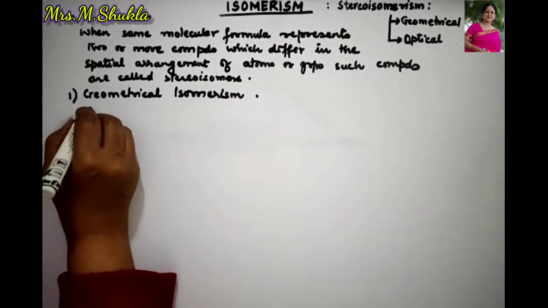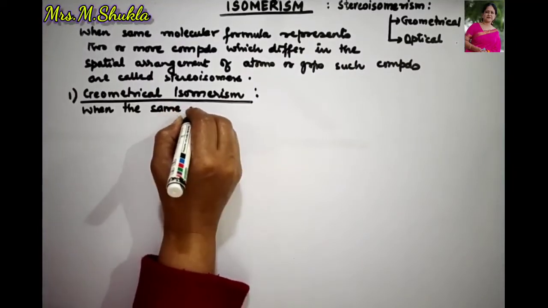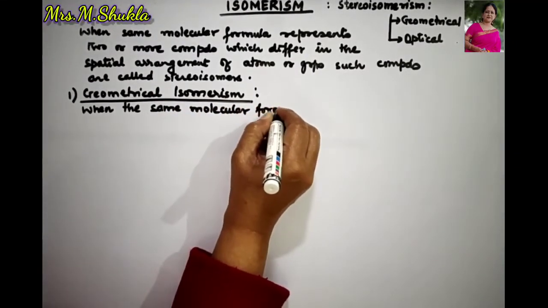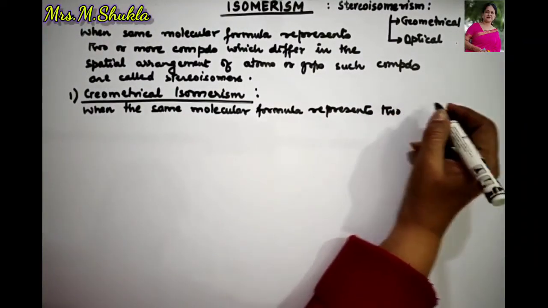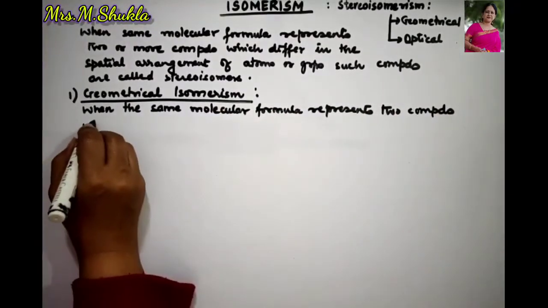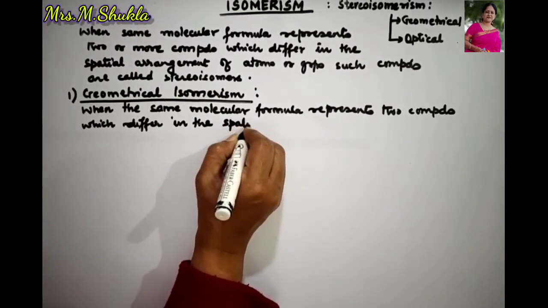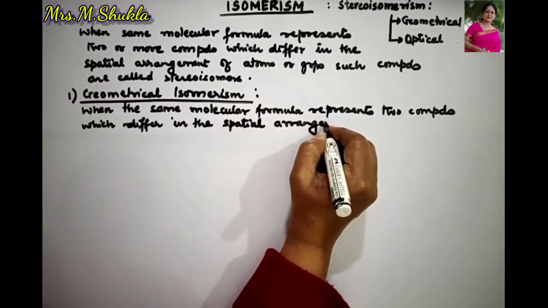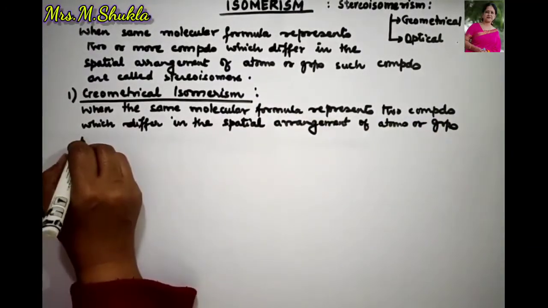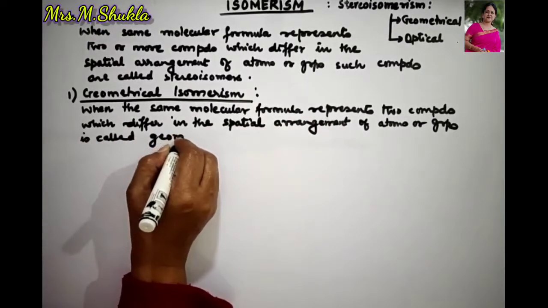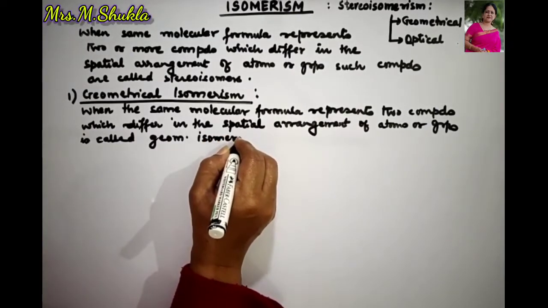So let me write down, this one I'm talking about: when the same molecular formula represents two compounds which differ in the spatial arrangement of atoms or groups is called geometrical isomers, and the phenomenon is termed as geometrical isomerism. Okay, this point is clear.